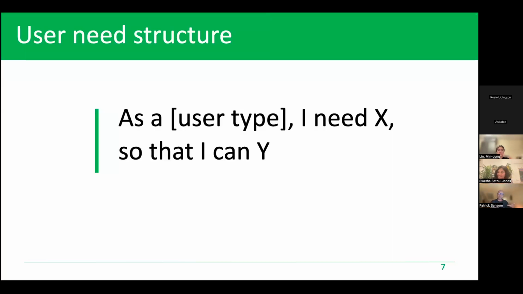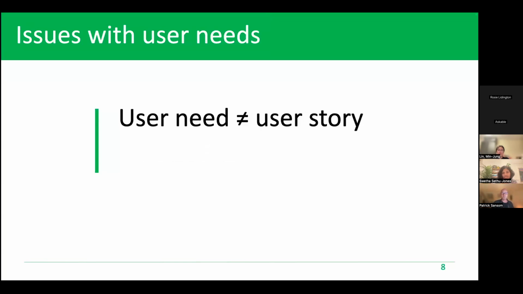Part of the problem is where user needs come from. They're borrowed from the title of an agile user story, which is just a simple three-part statement: As a user type, I need X so that I can Y. A lot of you should be familiar with this. But it's important to emphasize that user needs are not synonymous with agile user stories. Because their structure has been derived from the syntax of user stories, it's understandable how our colleagues, our lovely BAs and product owners and interaction designers, can make this wrong assumption.